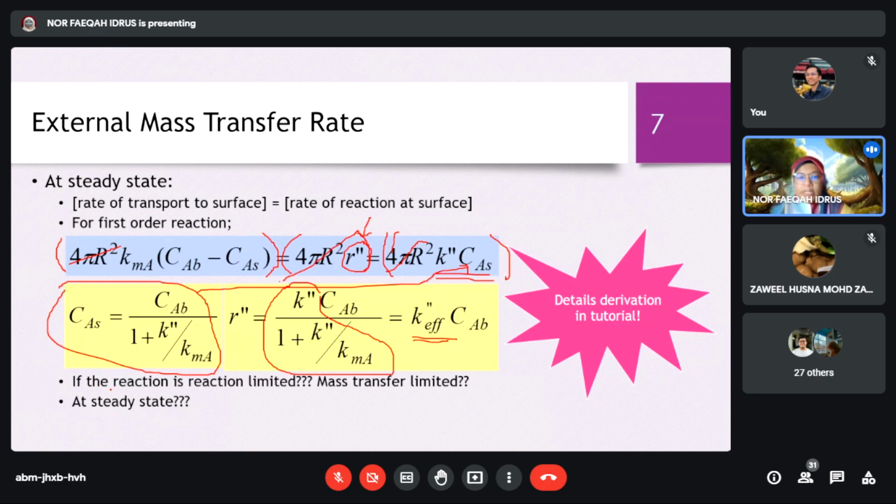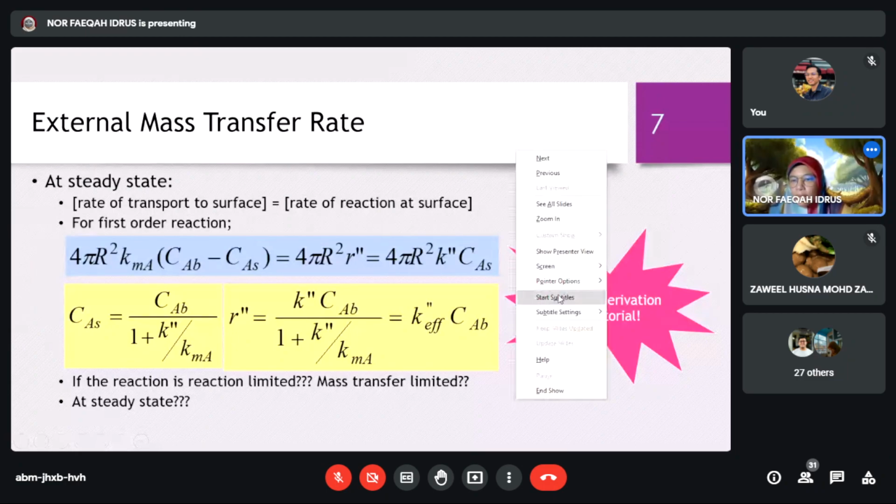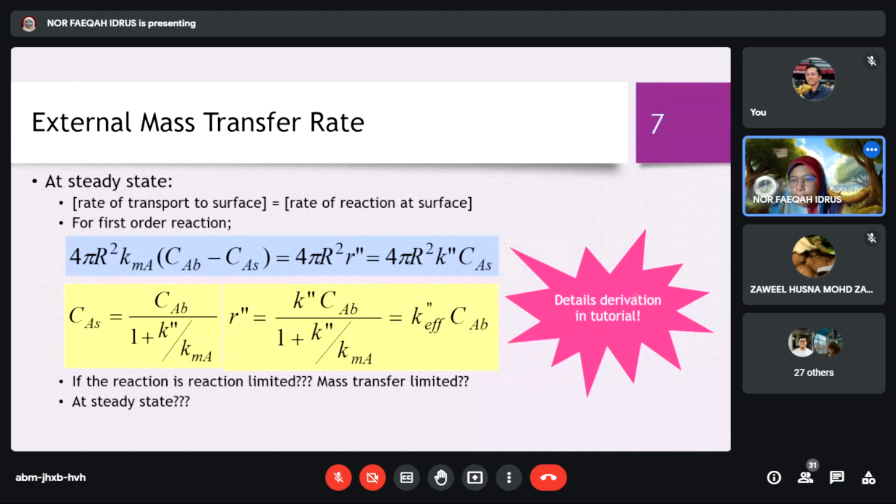Okay, based on this equation also, if the reaction is reaction limited, what will happen to the overall rate equation? So I delete this one first, I want to draw a new one. Discard. Okay, show again. Right. What will happen to the overall rate law equation if the reaction is reaction limited?